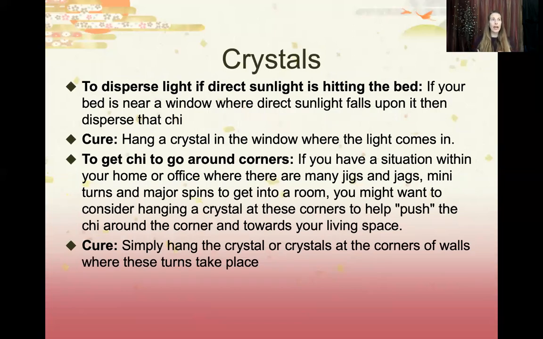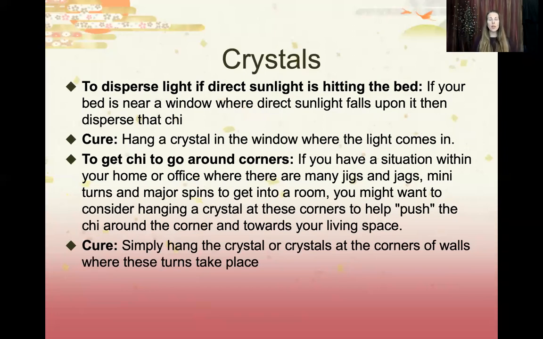Depending upon how your bedroom is set up, windows are great in our bedroom and we definitely want natural light coming in. But depending upon how large the windows are and where the sun is hitting, if sunlight is beaming directly onto your bed, if the bed's near a window, then we can hang a crystal in the window where the light comes in. It looks beautiful because the sun will catch it. It'll put rainbows all over your space, and it will slow the light down from directly piercing the bed.